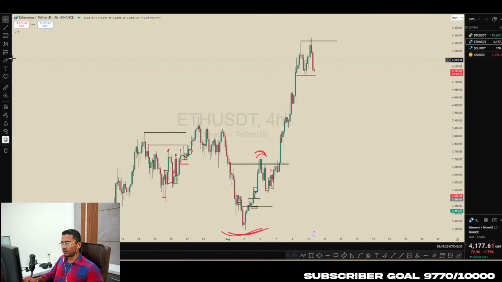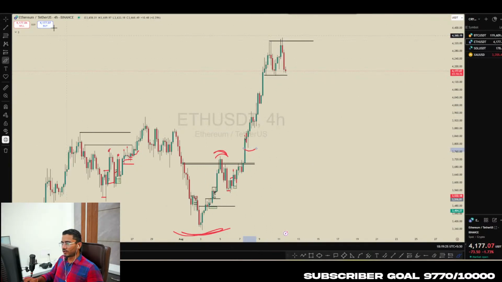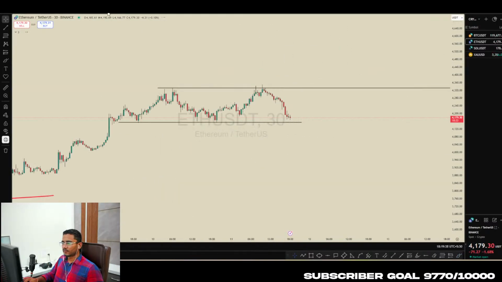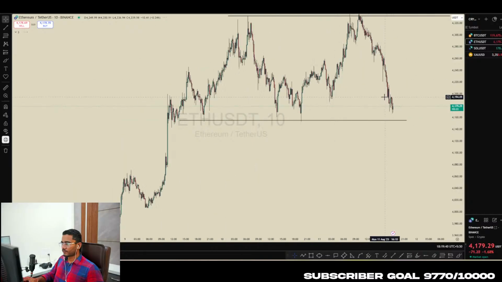We have multiple strong lows. We have this strong low. There is no strong low over here. So we can say that if price breaks this zone, then we can expect a bearish move to the downside, and again it should give us a correction.